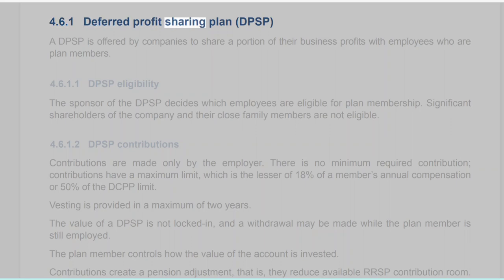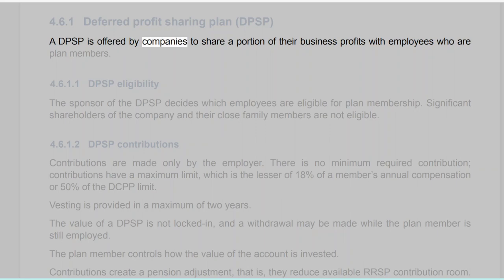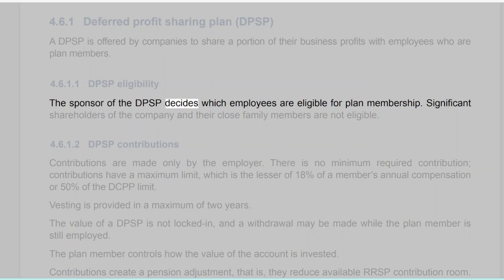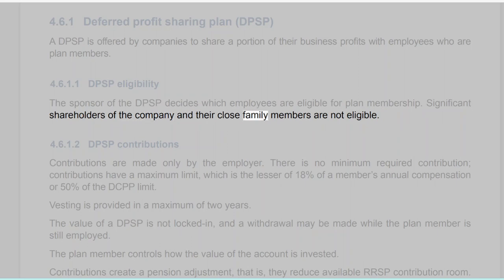4.6.1 Deferred Profit Sharing Plan, DPSP. A DPSP is offered by companies to share a portion of their business profits with employees who are plan members. For 4.6.1.1 DPSP eligibility, the sponsor of the DPSP decides which employees are eligible for plan membership. Significant shareholders of the company and their close family members are not eligible.